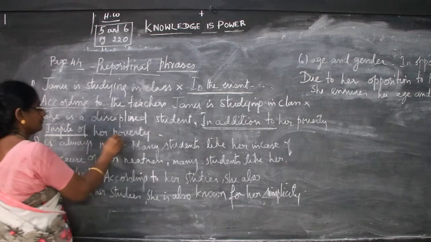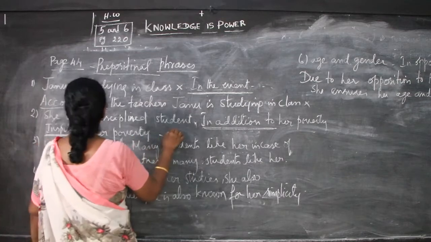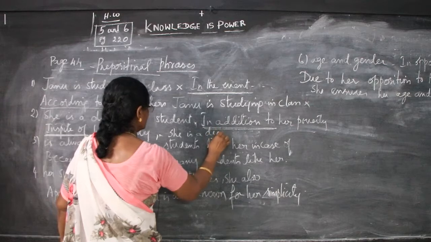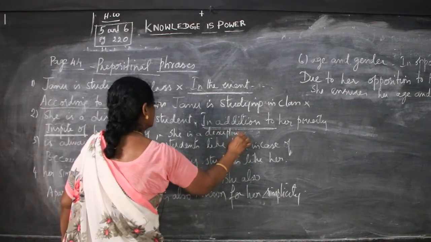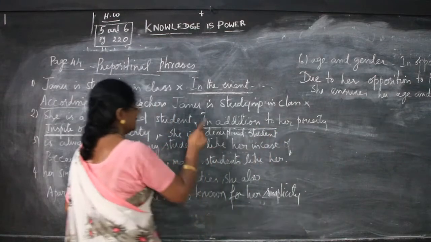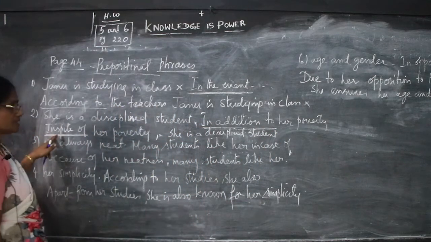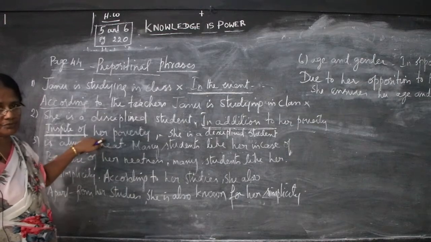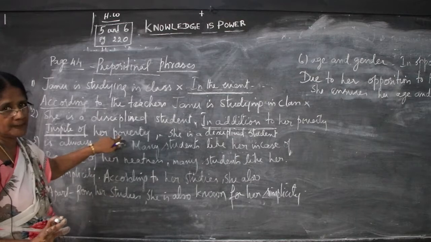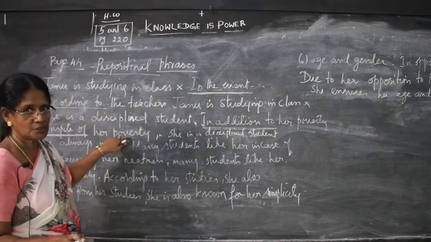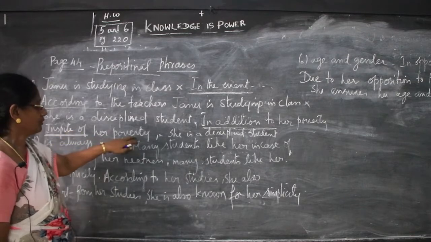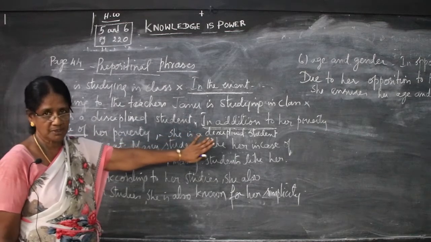Now, in spite of her poverty, she is a disciplined student. Now, very well, "in addition to" is replaced with "in spite of". If you read the sentence, it gives a meaningful sentence. In spite of her poverty, though she is poor. In a complex sentence, you can say, although she is poor. This is a simple sentence, a prepositional phrase. In spite of her poverty, she is a disciplined student.